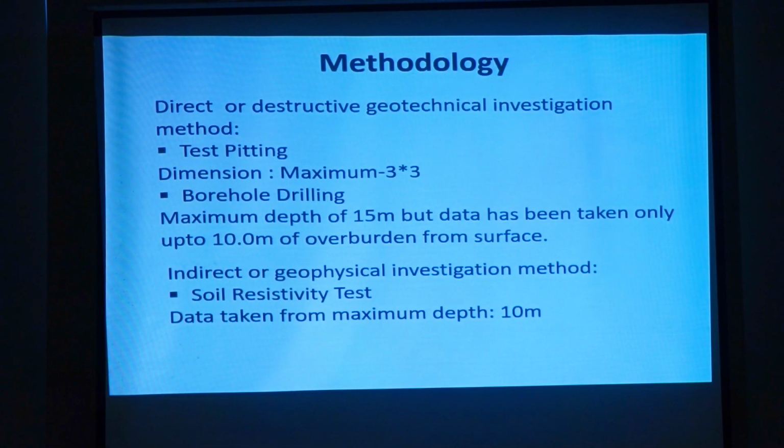Now the methodology: I have used direct and indirect methods. For the direct method, I adopted test pitting, with a maximum dimension of 3 by 3, and borehole drilling. The maximum depth of borehole drilling was 15 meters, but I have taken the data only up to 10 meters, because our resistivity data is only up to 10 meters. To correlate these two values, I have taken the 10 meter depth values.